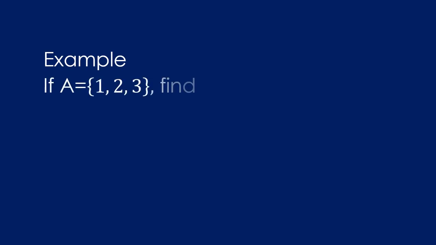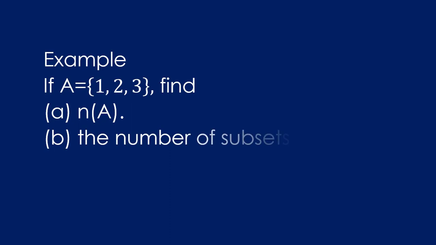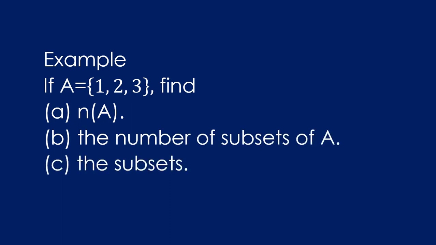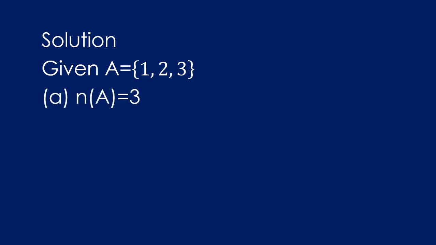Example: if A is equal to a set of elements 1, 2, and 3, find A, the number of elements in set A, then B, the number of subsets of A, and then C, the subsets of A. Solution: given that A is equal to the set of elements 1, 2, and 3, we can simply say that n of A is equal to 3. Why? Because there are 3 elements in the set A.